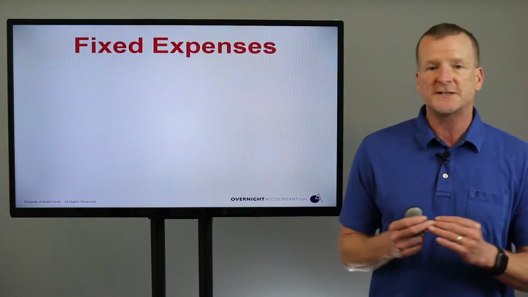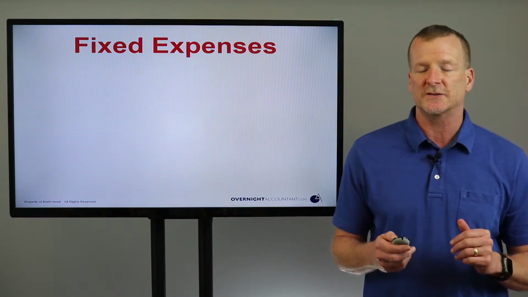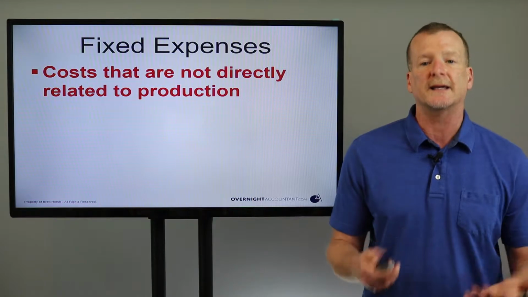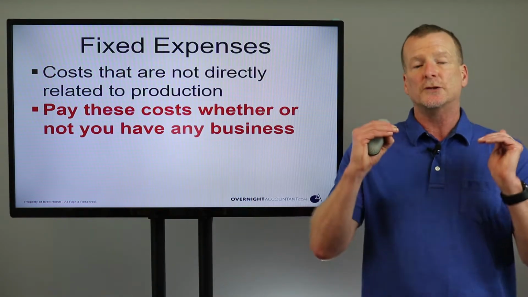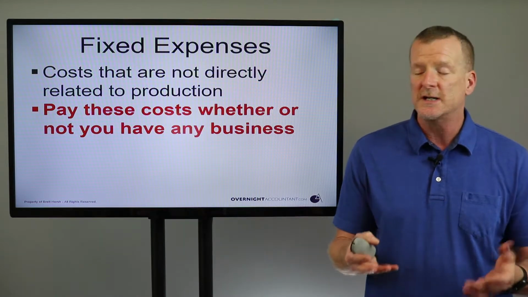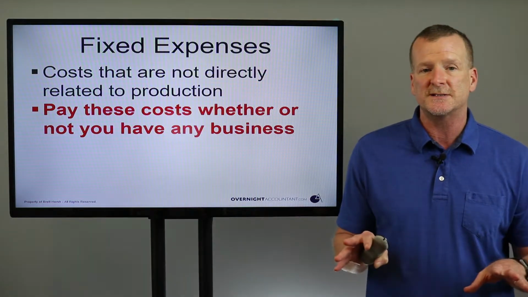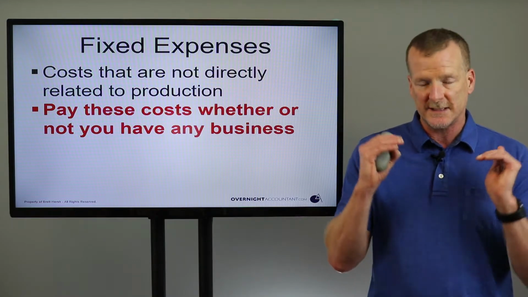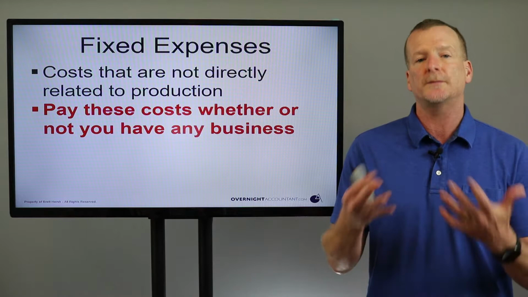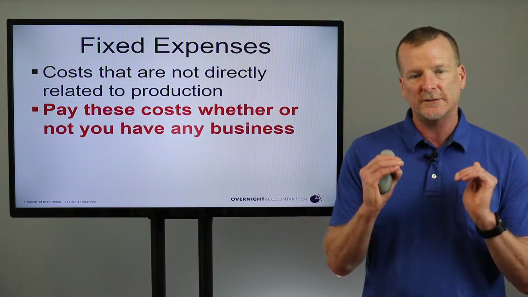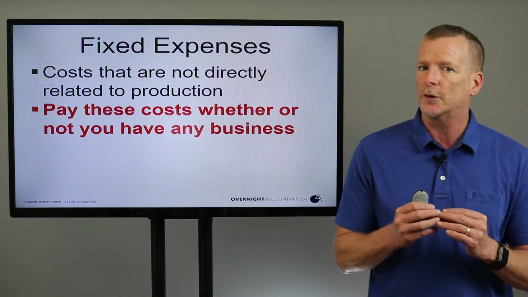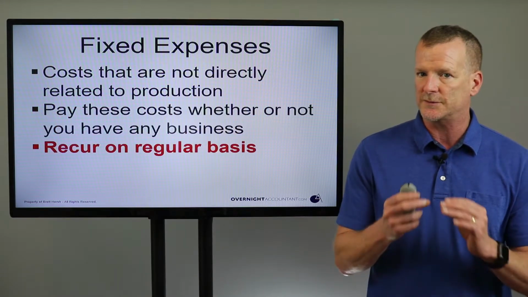So let's go into fixed expenses. Variable expenses we'll catch in the next lesson with a lot more detail. Fixed expenses are costs that are not directly related to production. That means you're going to pay these costs whether or not you're producing your product or service. If you don't have any business that day, you're still going to be paying these expenses. If you don't go to work for a week but you still have a business, you're still going to be paying these expenses, and they're going to be relatively fixed from month to month, or you can easily calculate them in month-to-month terms, so we're always comparing apples to apples.